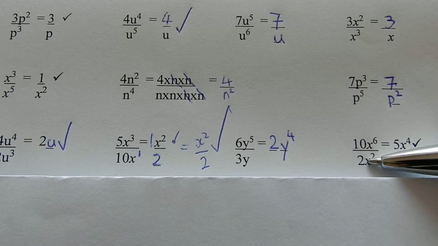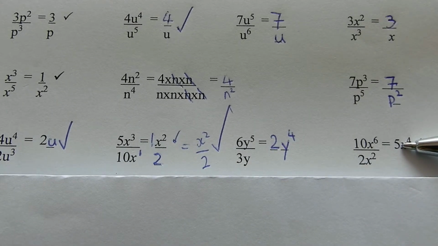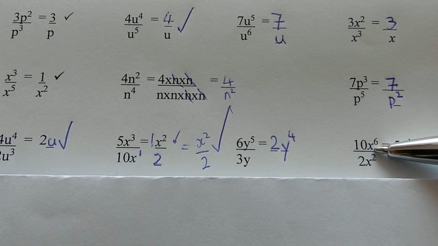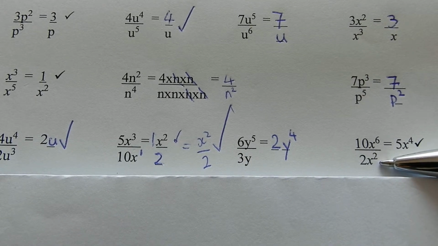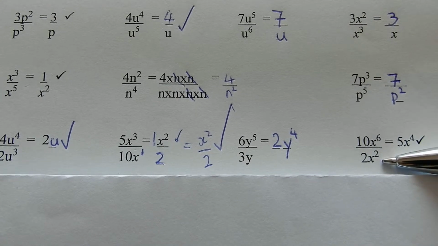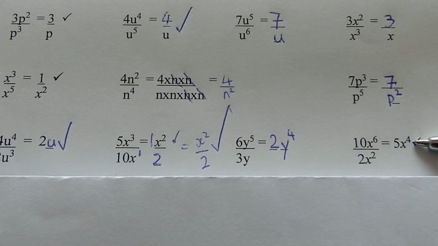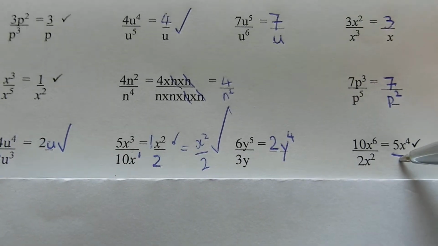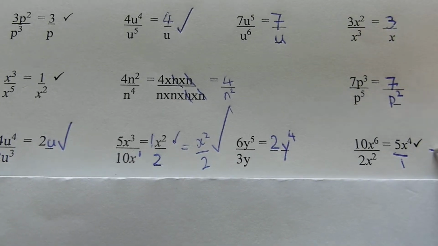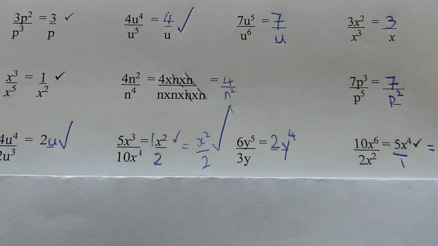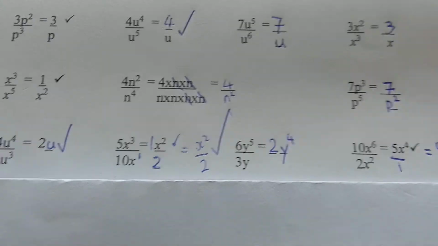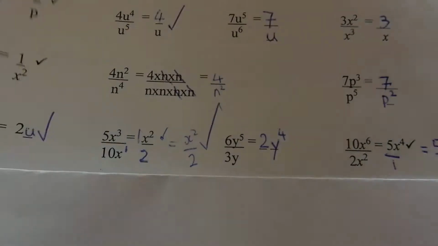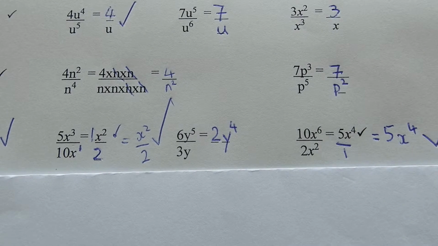10 divided by 2, half of 10 is 5. x times x times x times x times x, divide by x squared. 2 off the top, 2 off the bottom, leaving just 4 on the top. We don't write the 1 on the bottom. We could write that as divide by 1, but nobody writes it like that. They just write 5x to the power 4. That's the way to do it. Oh, yeah, you lost that. I did that, and you didn't see it. There it is. Good.